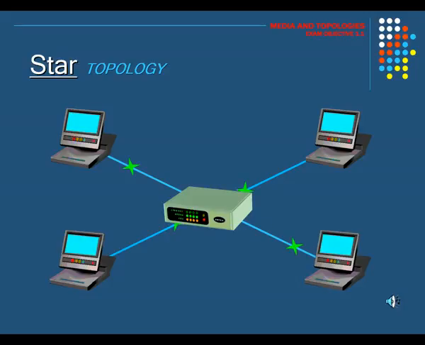The star topology is by far the most common topology that is used today. In this setup, all computers are connected to a central wiring point, such as a hub or a switch. Data passes through this central point before continuing to its destination.